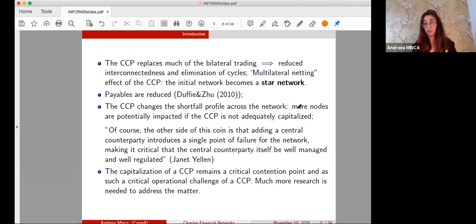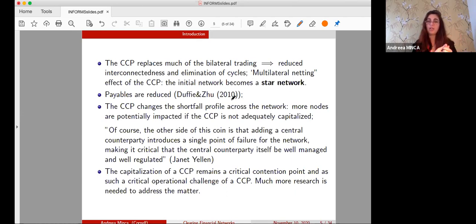The payables are reduced, as I said, and this is something that has been studied in one of the first papers on the impact of a clearinghouse. So the CCP is going to change the shortfall profile across the network. So more nodes are potentially impacted by the clearinghouse.